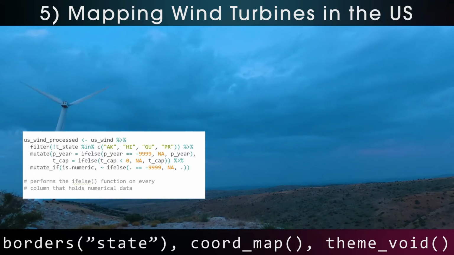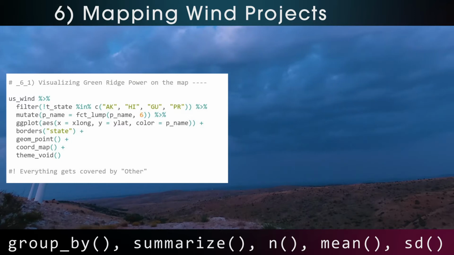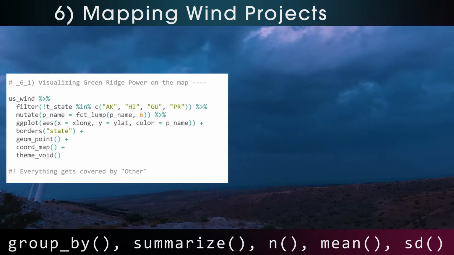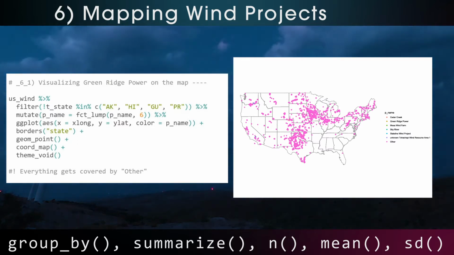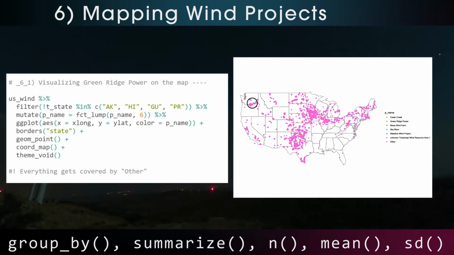If we want to visualize the biggest projects on the map, we can make use of the fct_lump function that keeps the top 6 projects with the most wind turbines and lumps the rest together as other. Now in ggplot we specify color equals project name in the aesthetics mapping function. The result is a map where the other projects in pink are plotted over the top 6 projects spelled out in the legend. You can see a glimpse of the blue dot representing the State Line wind project in the northwest.